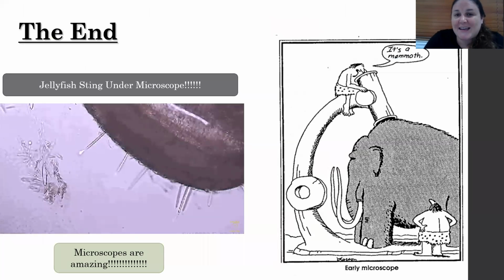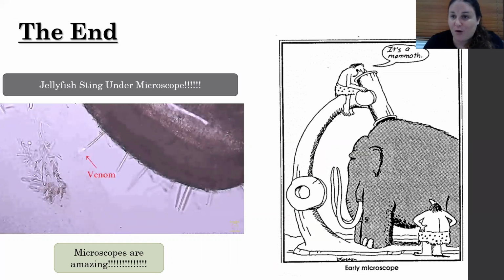So that is the end of our cells lecture. You can see jellyfish stinging under a microscope. And that's actually going to be the next thing that we're going to learn about, the microscope. So I hope that this was helpful. And the next thing you're going to do is go and work on the virtual lab on surface area to volume ratio.